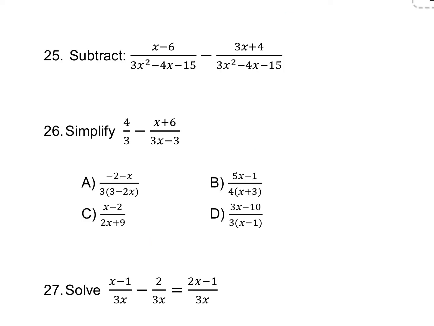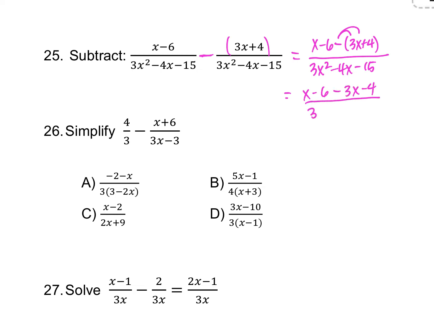All right, on number 25, again, the denominators are the same, so all we're going to do is subtract the numerators. But remember, this guy's really in parentheses because a fraction bar is actually a grouping symbol. So this is x minus 6 minus 3x plus 4, and that's all over 3x squared minus 4x minus 15. So we're going to take that negative and distribute it, which is going to give me x minus 6 minus 3x minus 4 all over 3x squared minus 4x minus 15.